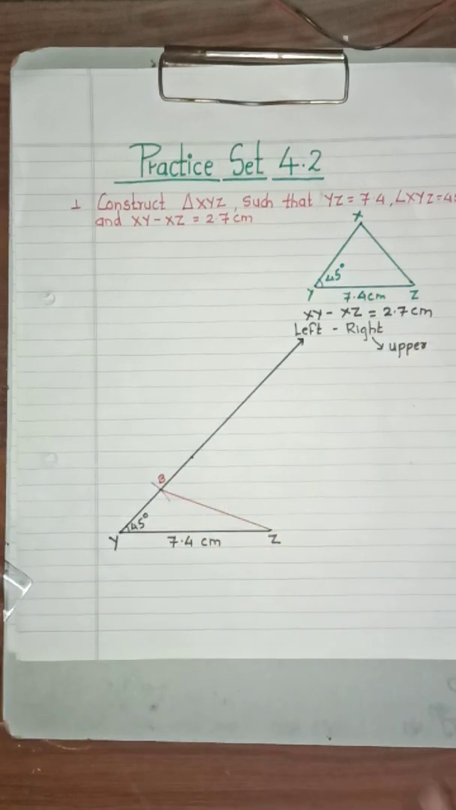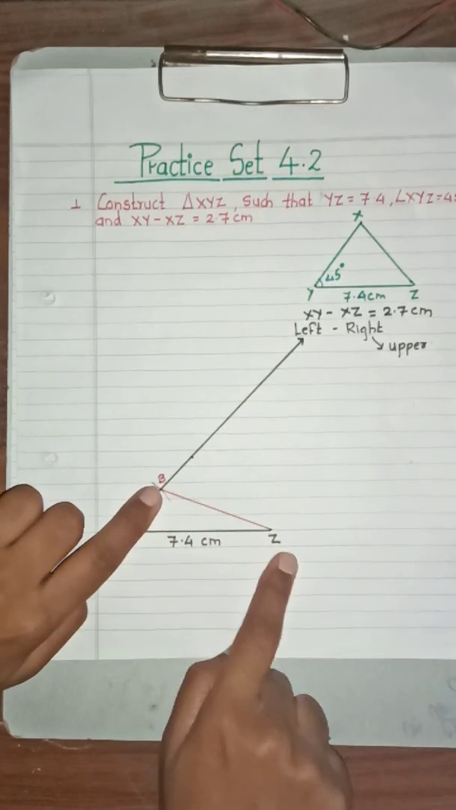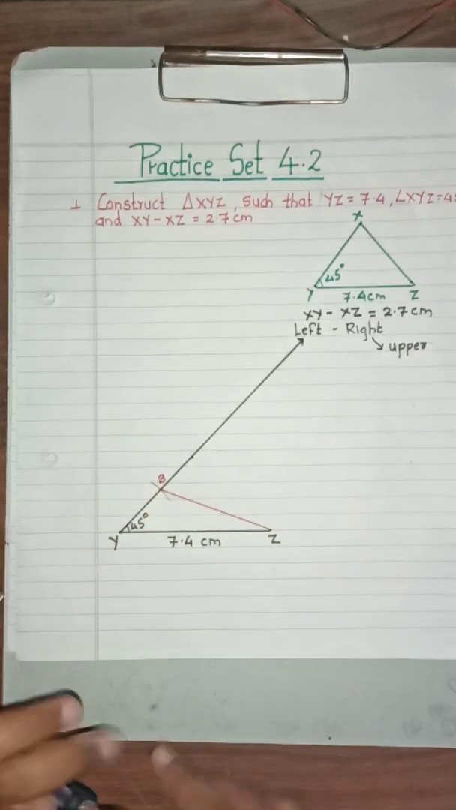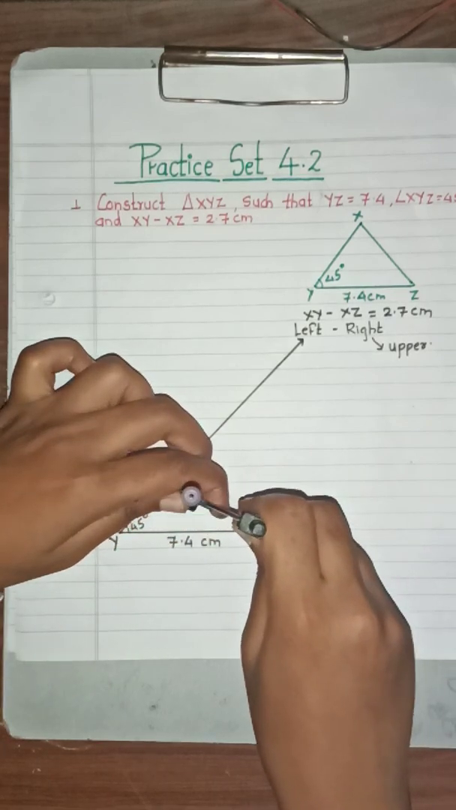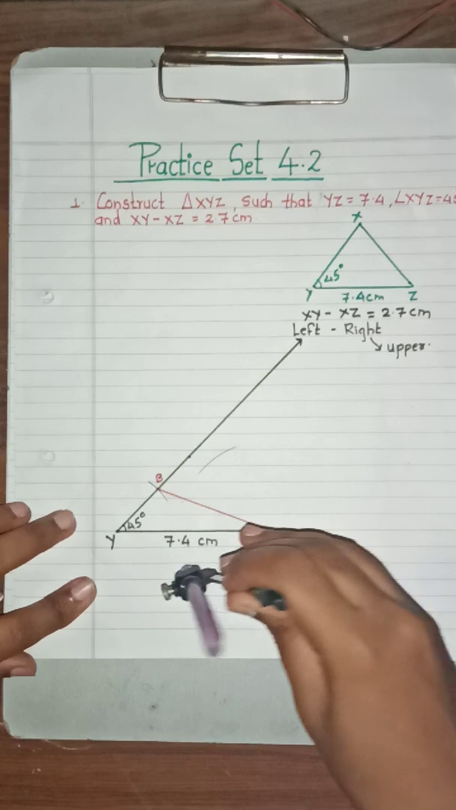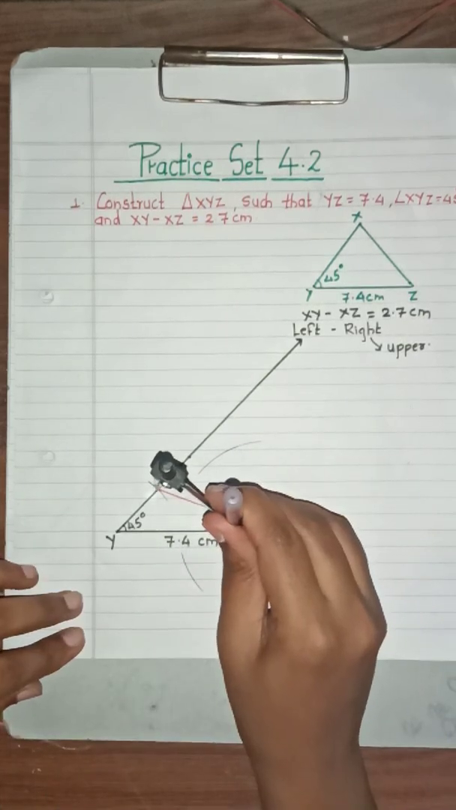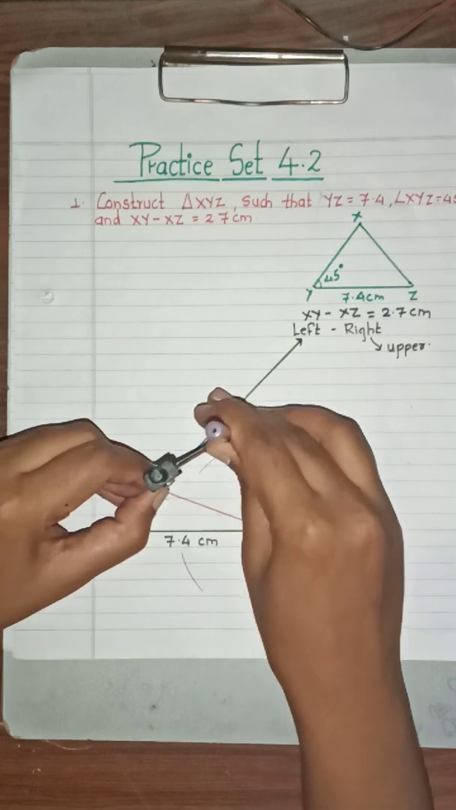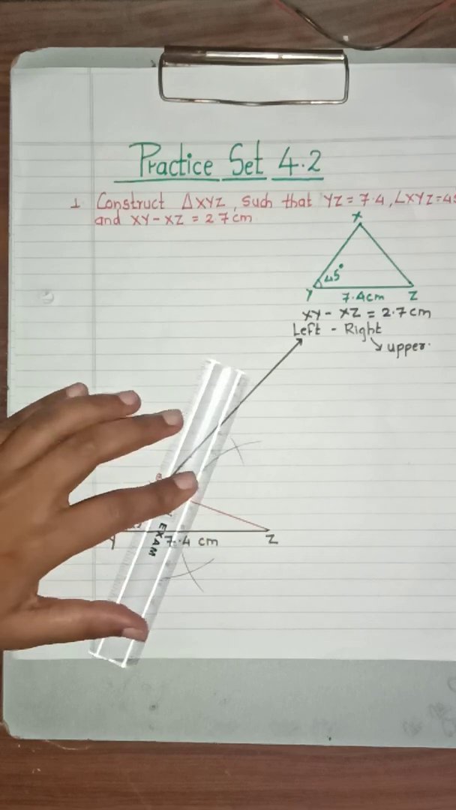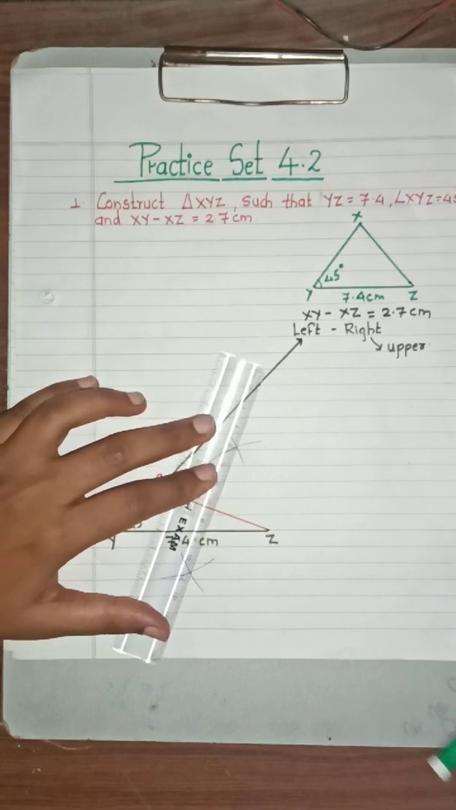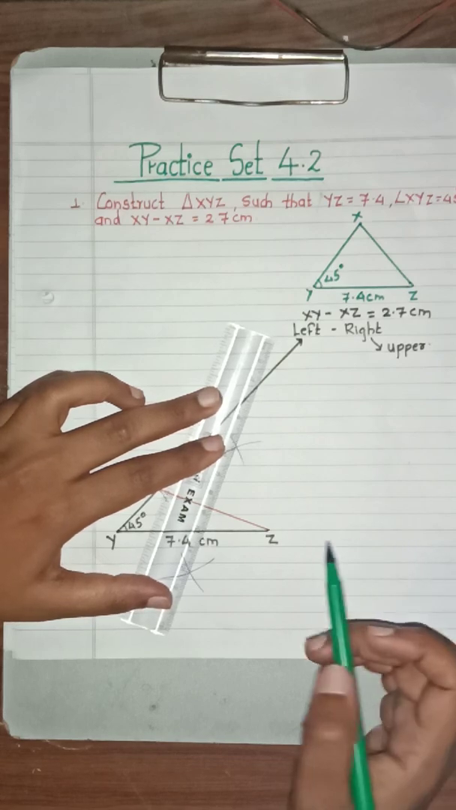This BZ I have already joined now. Now, next thing is, on this BZ you have to draw a perpendicular bisector. Now I'll take more than half distance from point Z. Okay, and I'll draw an arc over here. Now I'll keep the pointer at point B and I'll cut this arc. Now what we are going to do is, we will join this perpendicular bisector.